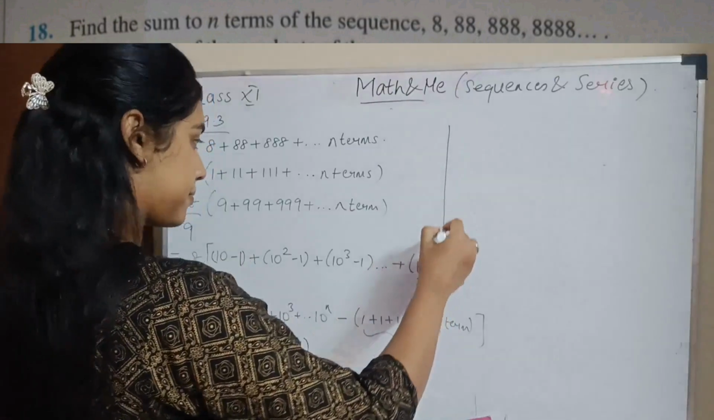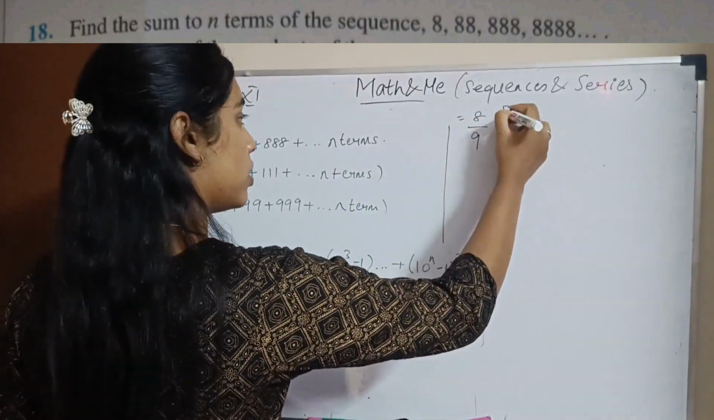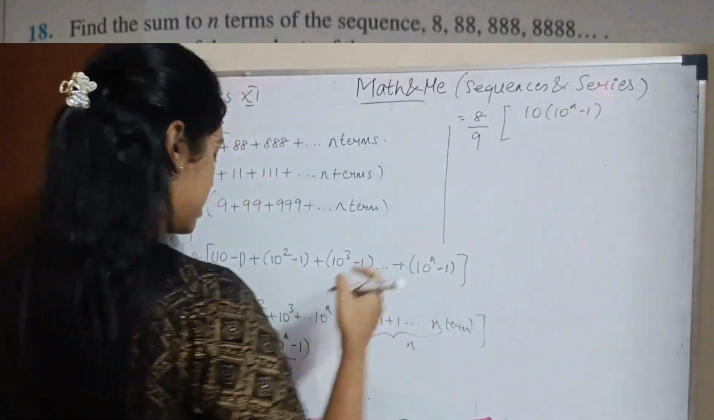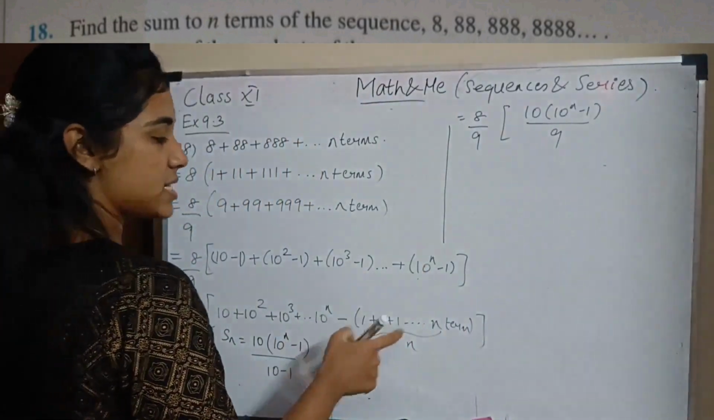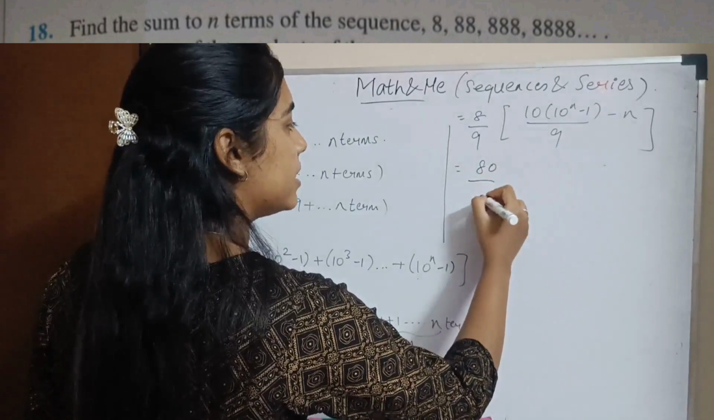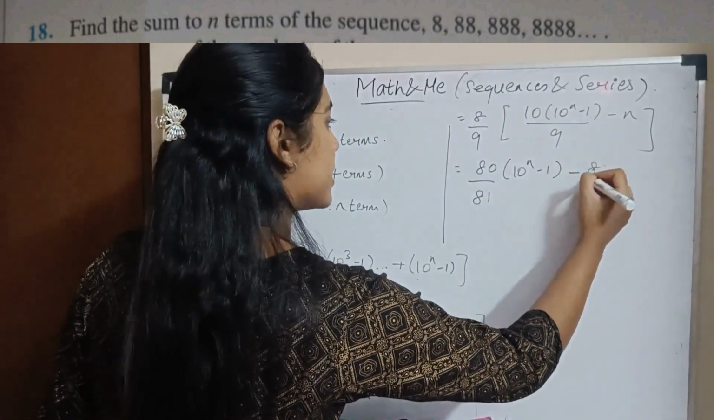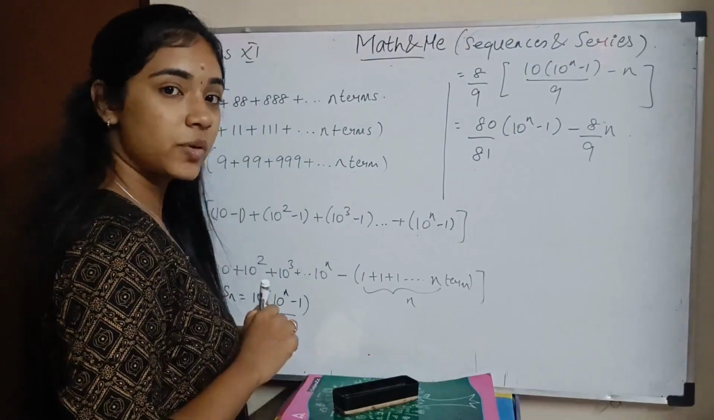So what do you have? 8 divided by 9 of 10 times 10 to the n minus 1, divided by 10 minus 1 which is 9, minus n. What do I have? 80 divided by 81 times 10 to the n minus 1 minus 8 divided by 9 n. So this is my answer. Okay.